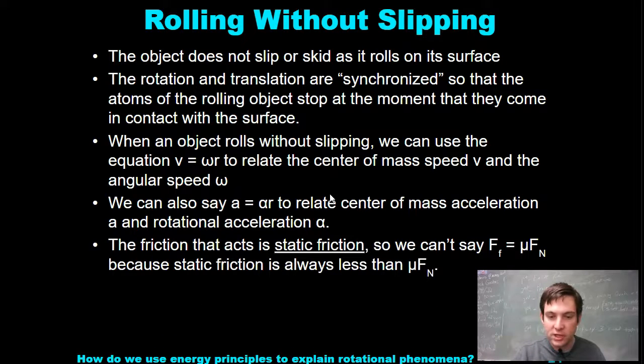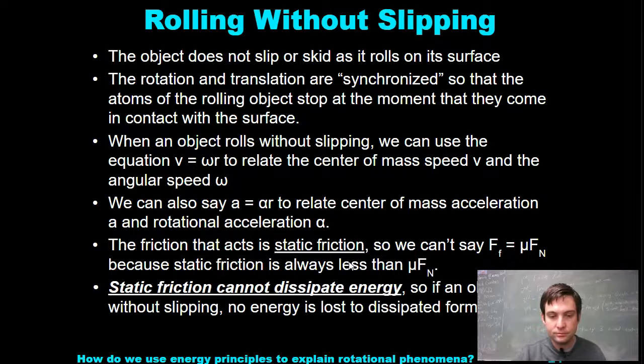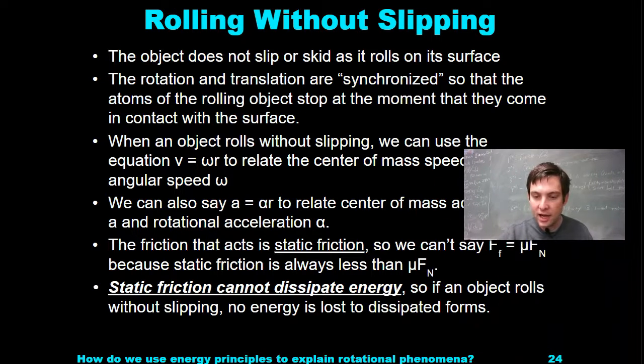The friction that acts is static friction, so we can't say frictional force equals mu times Fn, because static friction is always less than mu times Fn. Remember, static friction has to first be overcome to turn into kinetic friction. Static friction cannot dissipate energy. So if an object rolls without slipping, no energy is lost to dissipated forms.